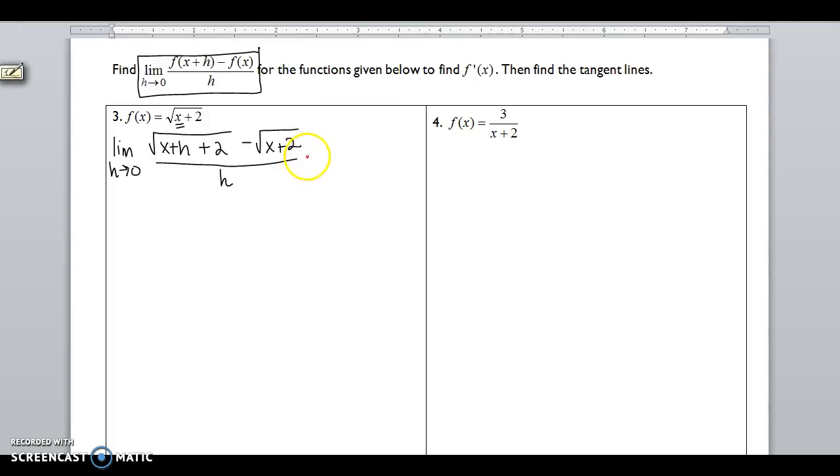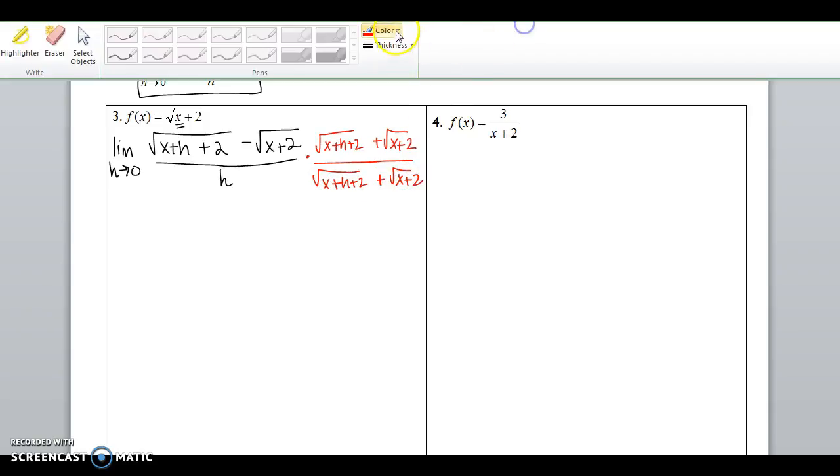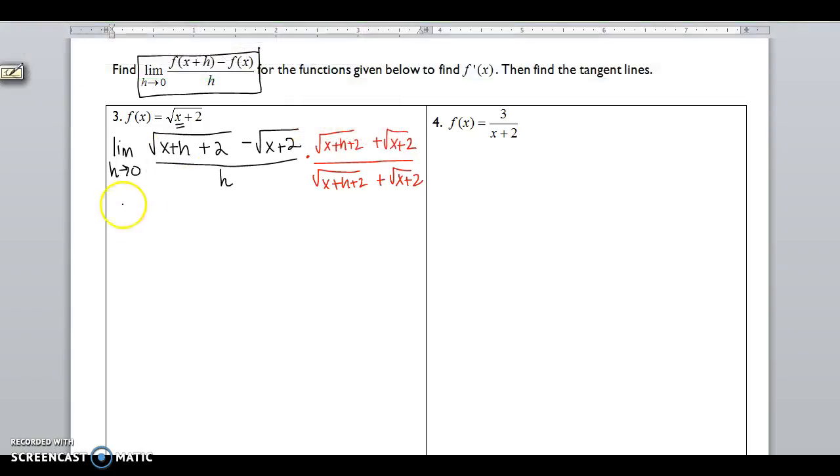So hopefully you remember this is where we rationalize. So we're going to multiply by the conjugate, square root of x plus h plus 2 plus square root of x plus 2 all over square root of x plus h plus 2 plus square root of x plus 2. So we have the limit as h approaches 0.